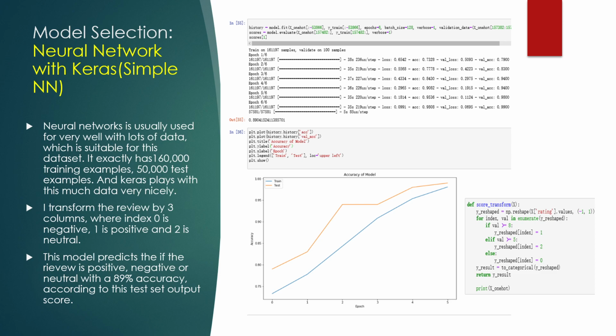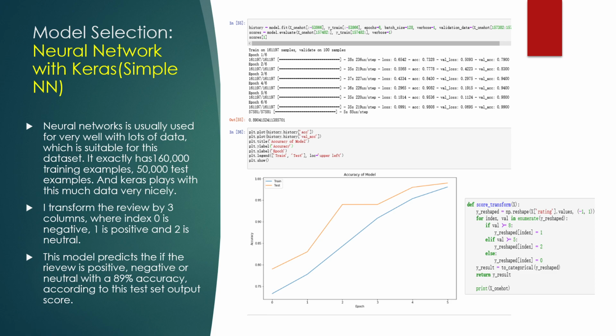I set 3 classes to represent patients' attitude to drugs, where 0 is negative, 1 is positive, and 2 is neutral. I said that if the rating is more than 8, then I consider it positive. If it is more than 5 but less than 8, I consider it neutral. The rest I consider negative.